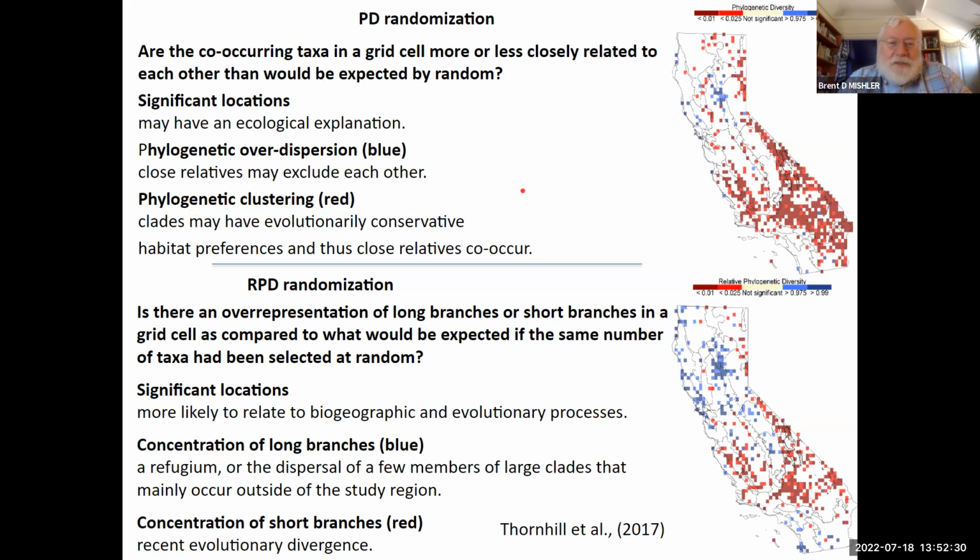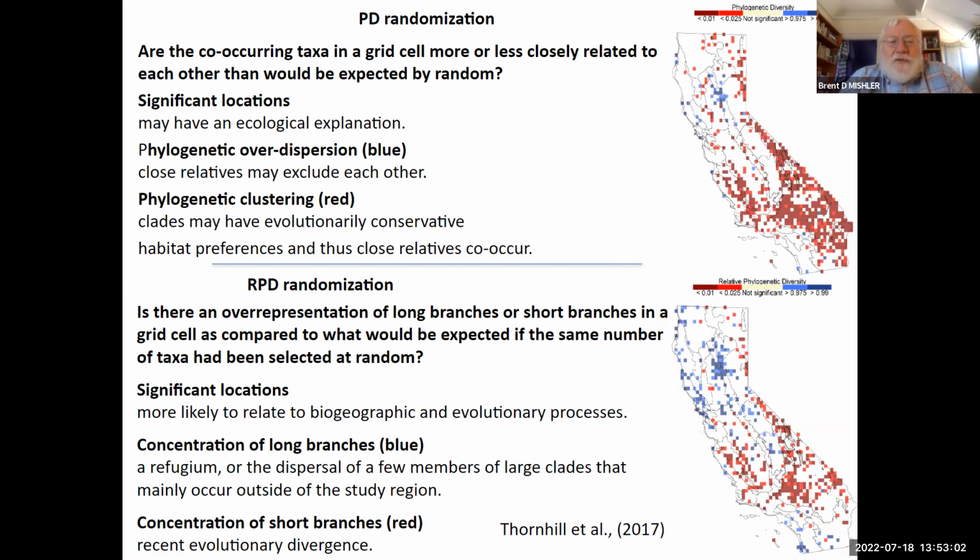And if those are phylogenetically conserved, then there's going to be a lot of those in the desert, which you do see here. RPD, remember, is slightly different. That's showing where there are concentrations of long or short branches. And again, northern Central Valley and then the whole north coast is amazing in that way. And also some areas in the Channel Islands and down in Southern California. So there could be some ecological connotations, but it may also be biogeographic as well.